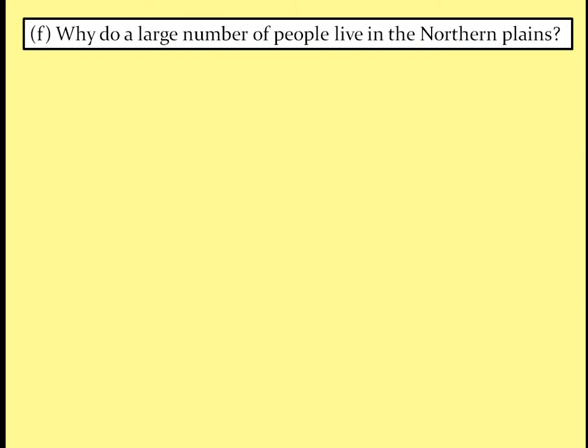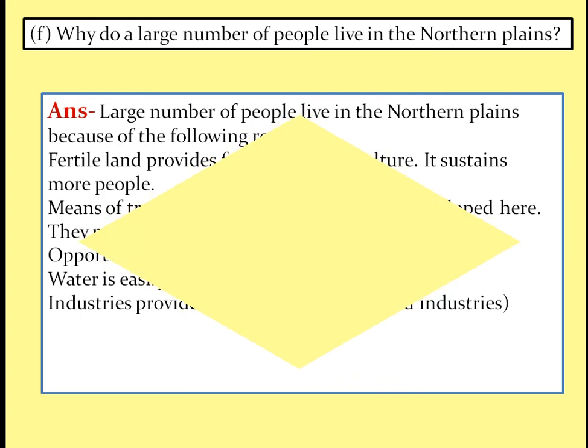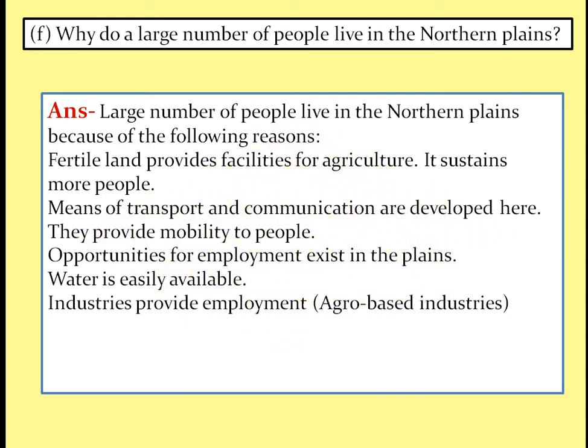Why do a large number of people live in the northern plain? Again the same answer. In the previous chapter also we were talking about this. Let's check out the answer. A large number of people live in the northern plain because of the following reasons. Fertile land provides facility for agriculture. It sustains more people. Means of transportation and communications are developed here. They provide mobility to the people. Opportunity for employment exists in the plain. Water is available very easily here. It provides a base to industry, that is, the agro-based industries.